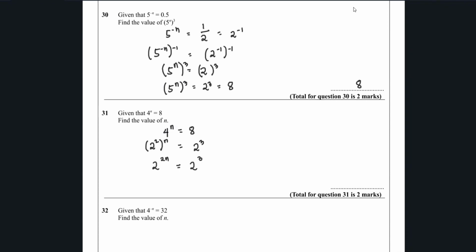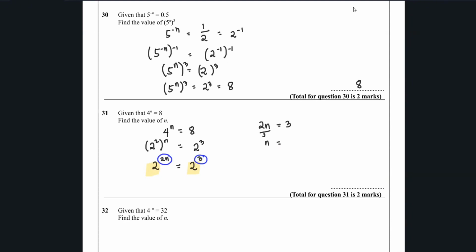Now, we do have the same base. So it's an equation. If they have the same base, it follows that the indices should also be equal. So we're just going to solve for the indices now to get the value of n. So we have to equate the indices. The bases are already equal. It follows that 2n should be equal to 3. Now we should solve for n.